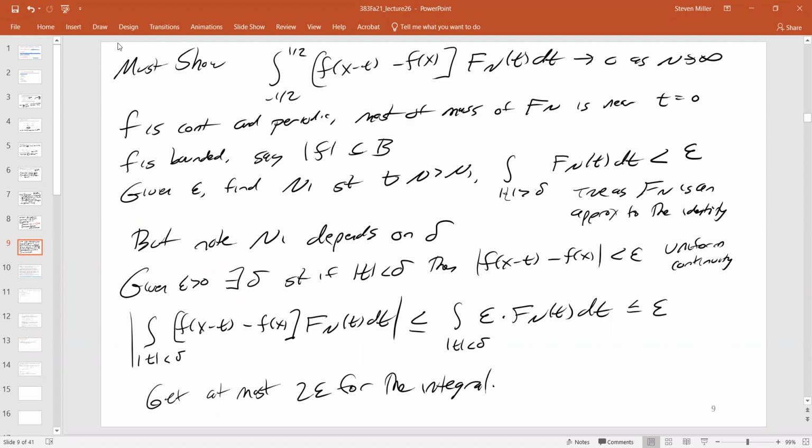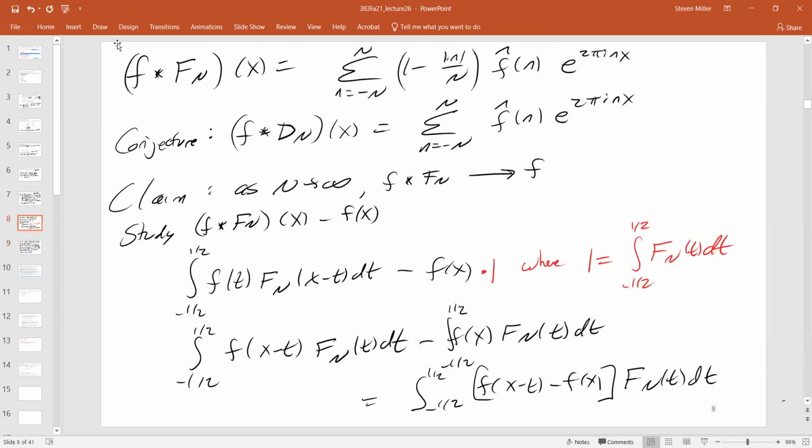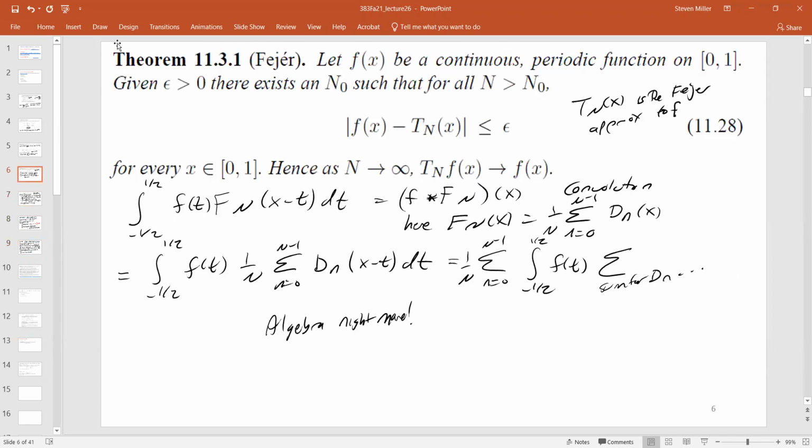We are not using any properties related to Fourier coefficients, Fourier transforms, anything like that. This is a general statement about approximations to the identity. So even though I'm stating it over here that there exists an n such that this is true, where this is coming from the Fejer series and the Fejer kernel, this is true for any approximation to the identity. Yes.